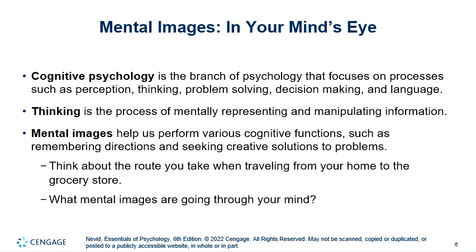Now, of course, you have to have operational definitions. So in this case, thinking would be the process of mentally representing and manipulating information, meaning we have a way to twist it and turn it if we have to. Mental images allow us to perform cognitive functions like remembering directions and creating solutions to problems utilizing innovation and such.